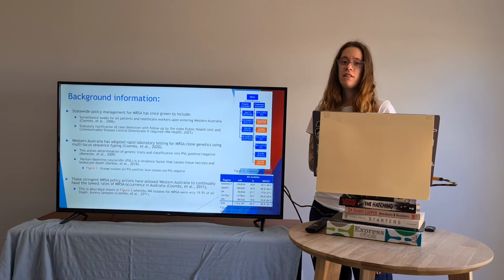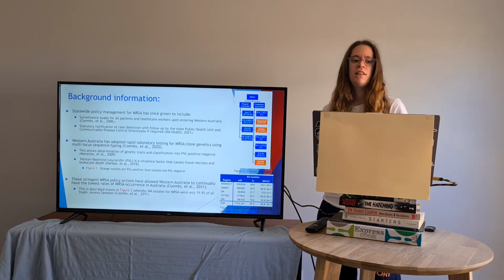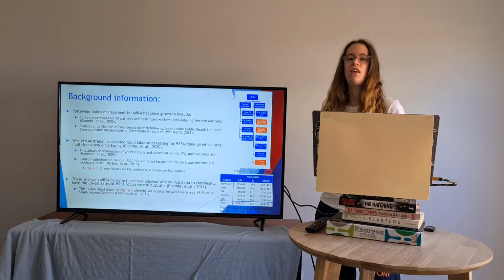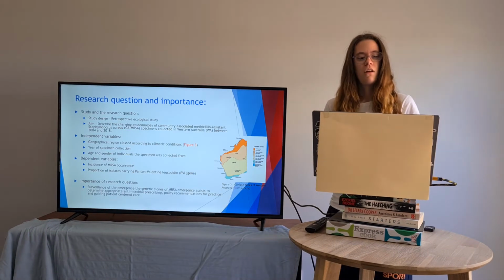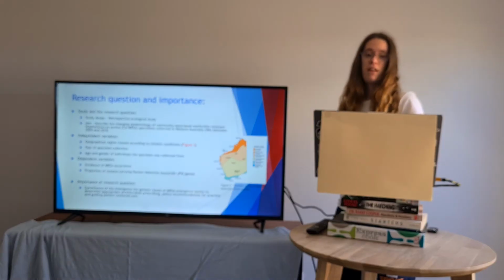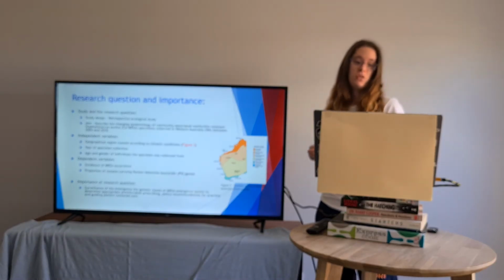The important thing to consider here is whether or not this epidemiology data can still be supported if this sort of a table were reproduced now in 2021. From the article, the study design follows a retrospective ecological study.